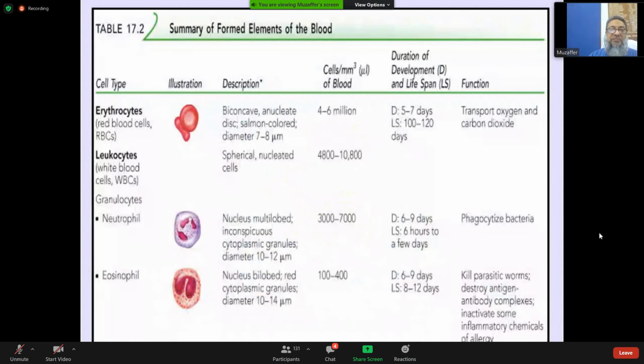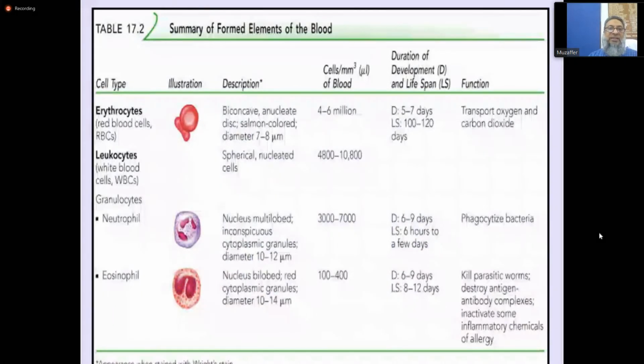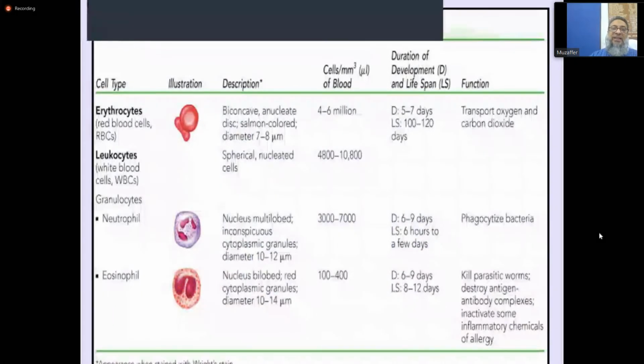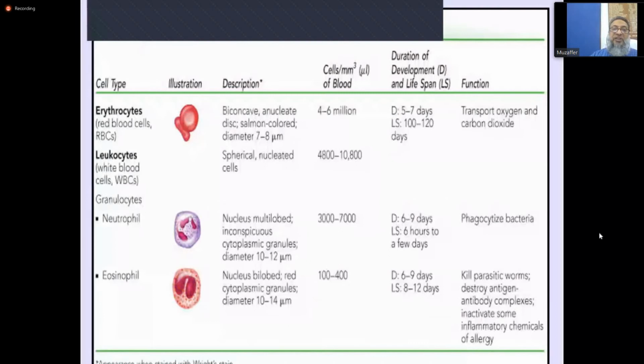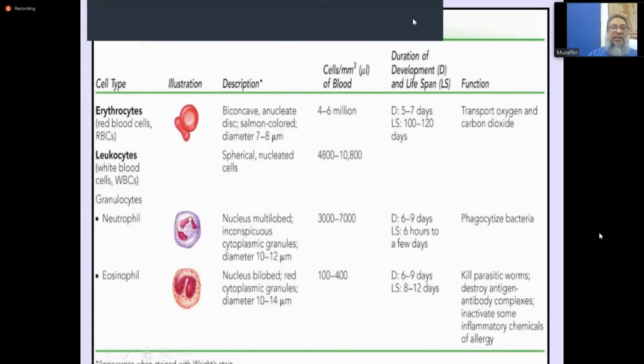You can see here, if you recall, all these cells are formed from the very basic pluripotent hematopoietic stem cell, and from that the colony forming units are formed, and then they are bound to produce a specific type of cell from the specific colony forming units into the myeloid series and erythroid series. So you can see in this diagram, in this table, the erythrocytes are formed.